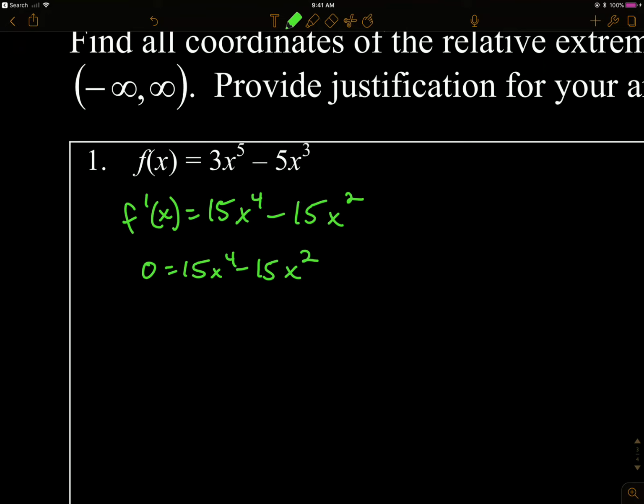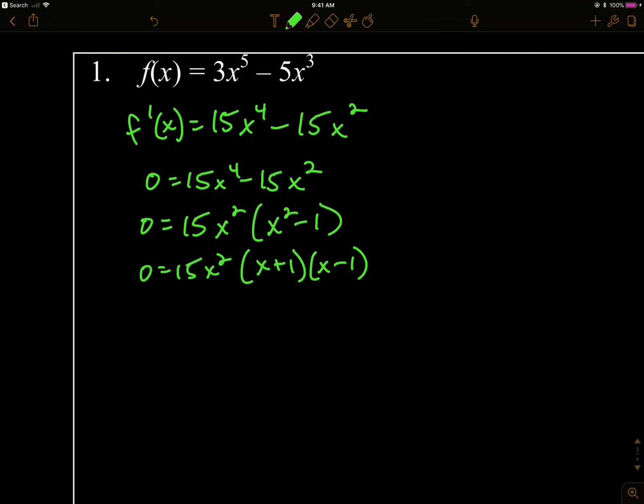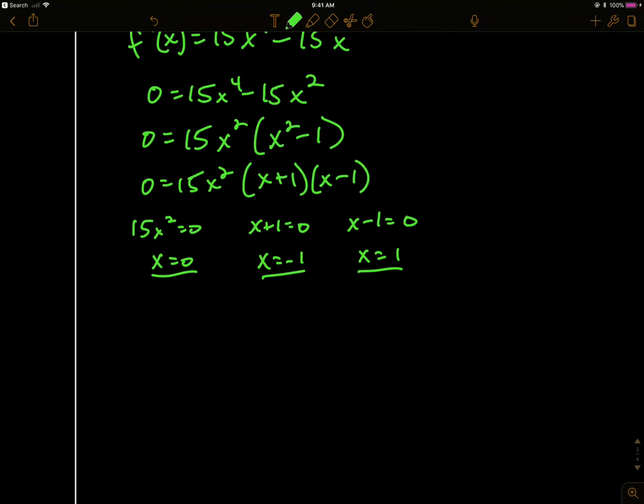So we're going to do what here? Common factor, 15x squared times x squared minus 1. 0 equals 15x squared times x plus 1 times x minus 1. So we can make each factor equal to 0 and solve. That's how we find the zeros. So I get x equals 0, x equals -1, and x equals 1. Those are the x values for which my derivative is 0.